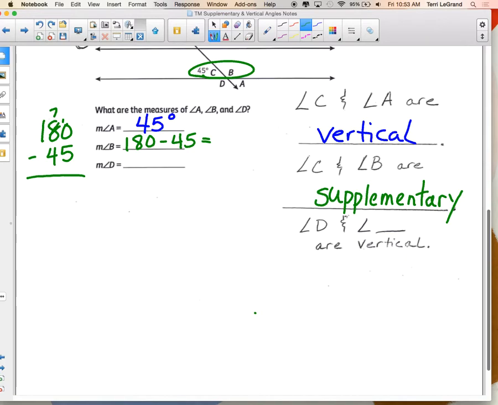What do you get, Sammy? 35? Wait, you disagree or what? 130. 135. He wants to add a 1.